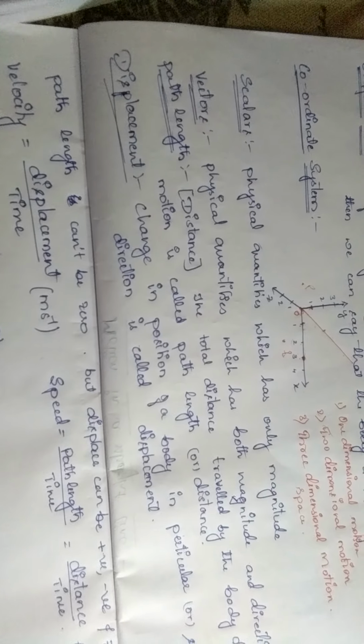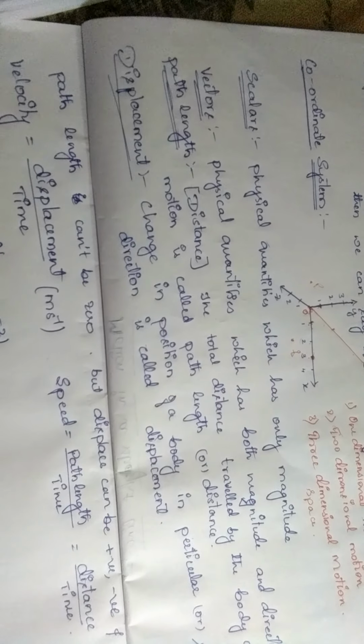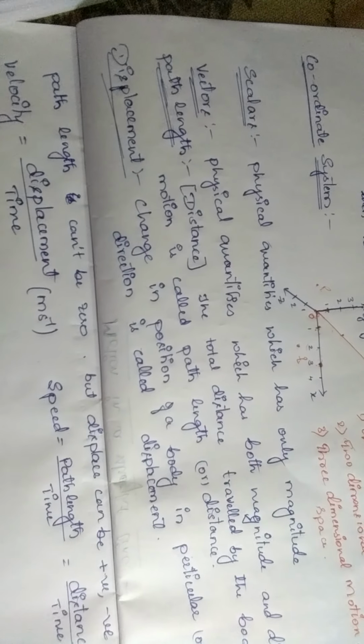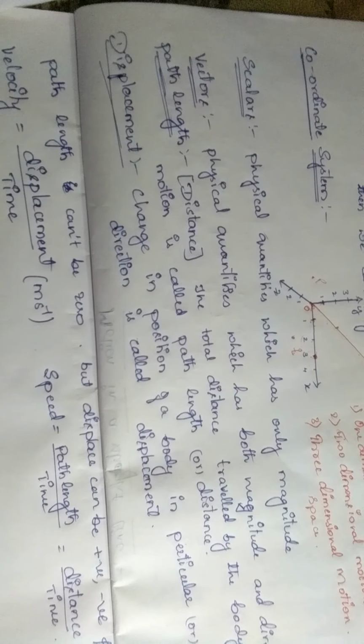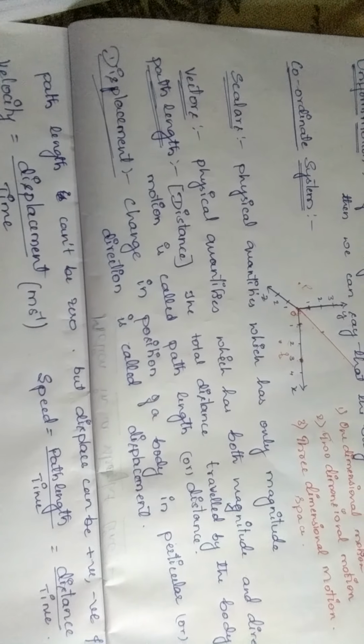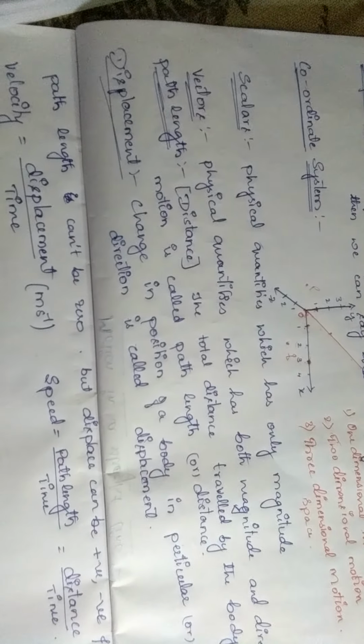For example, scalar quantities: distance, mass, kg, length. So these are the scalar quantities. For the physical vector quantities: velocity, acceleration, force, work. So these are the quantities which can be explained in both forms, meaning they explain both magnitude and also direction.